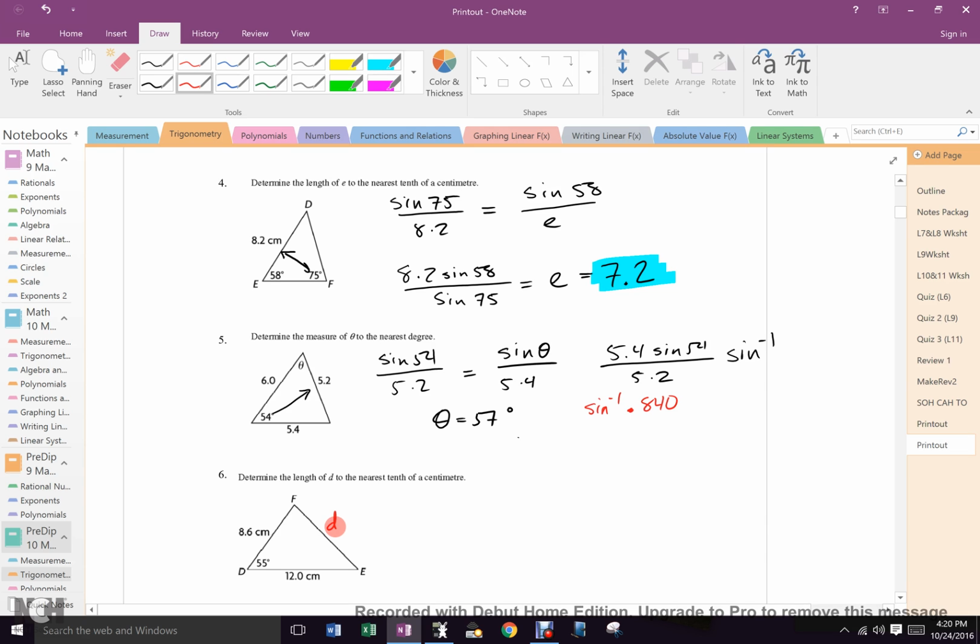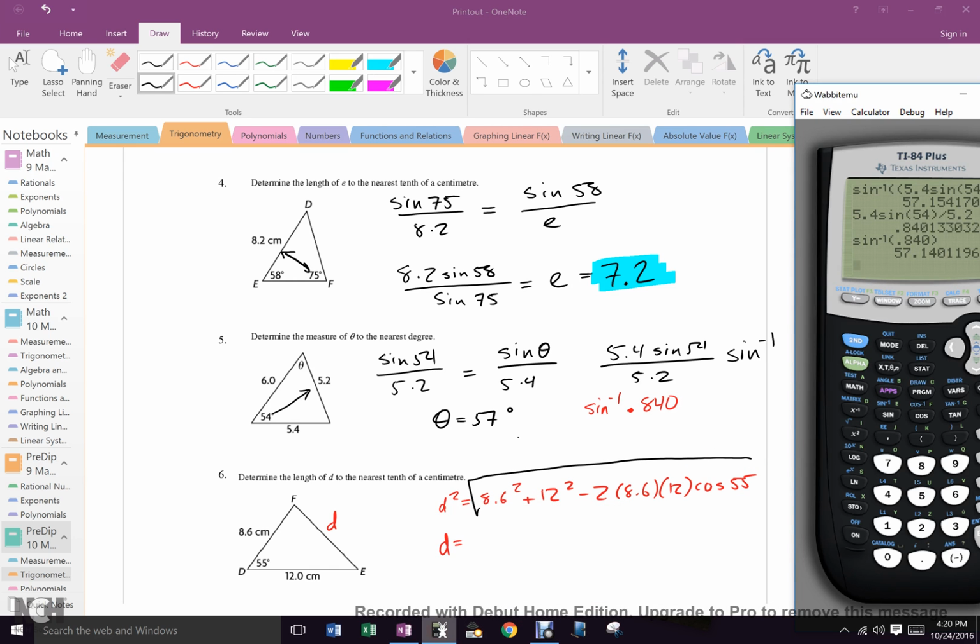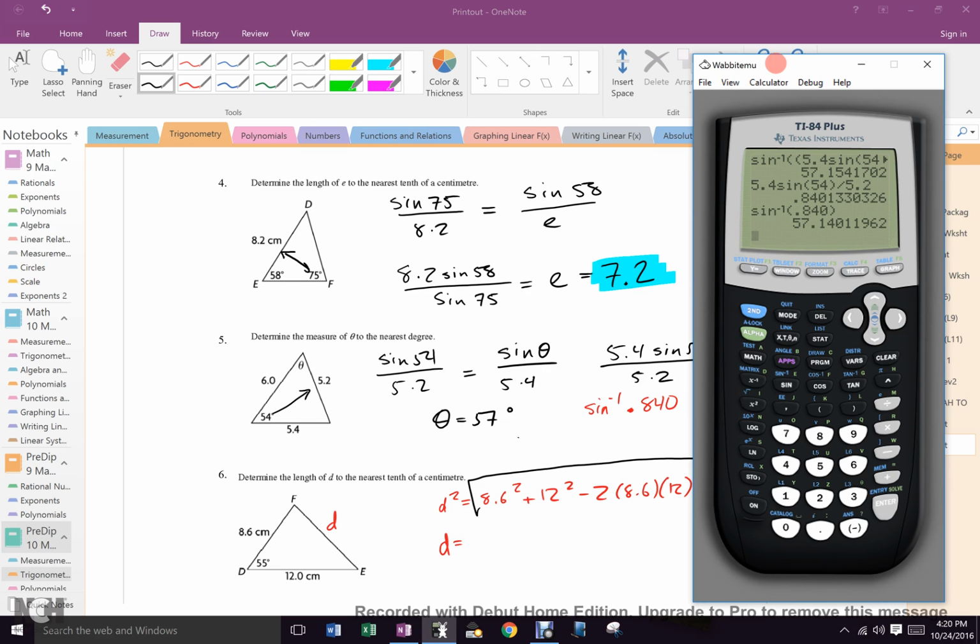Don't worry about it. So this is little d. So I need cos law, because I don't have a pair. D squared equals the other two, 8.6 squared plus 12 squared minus 2 times 8.6 times 12 times cos 55. And I know I got to square root the whole thing. So D really equals the square root of all that. I can do that all at once on my calculator. So I'm going to go ahead and do that.